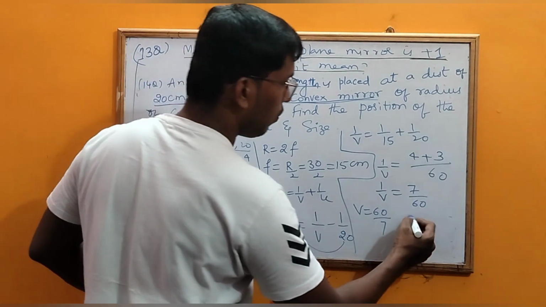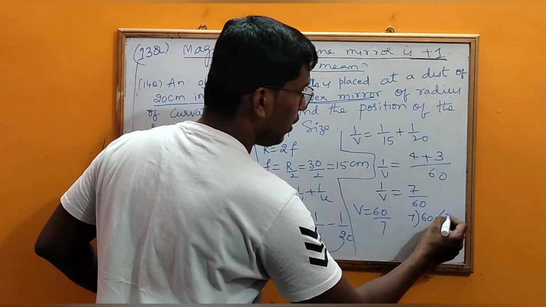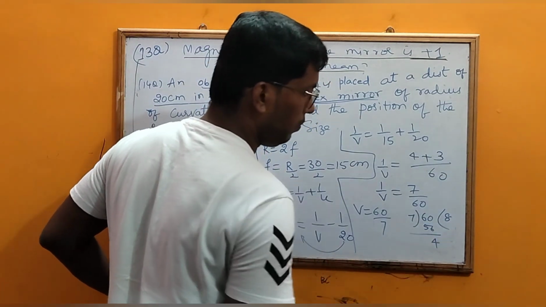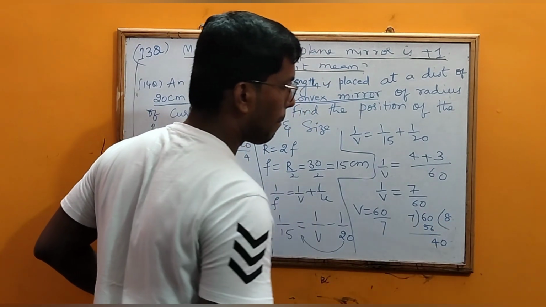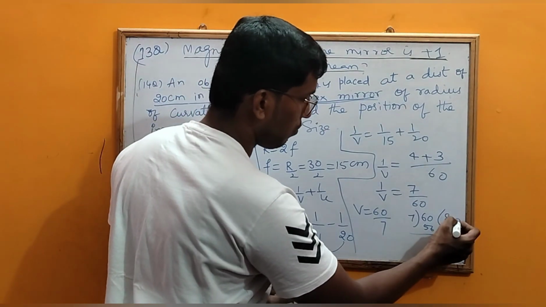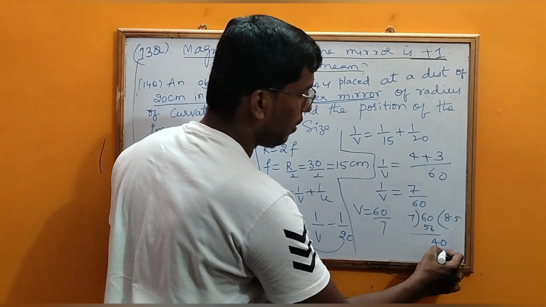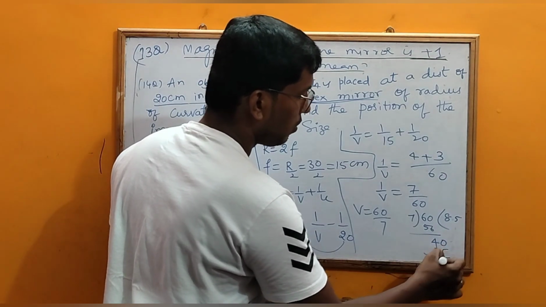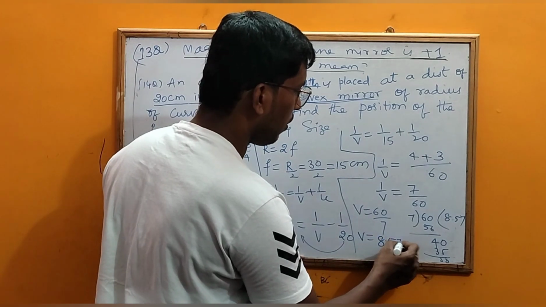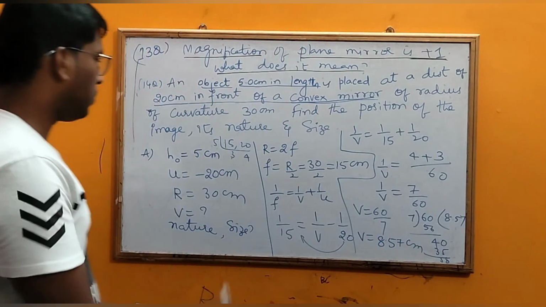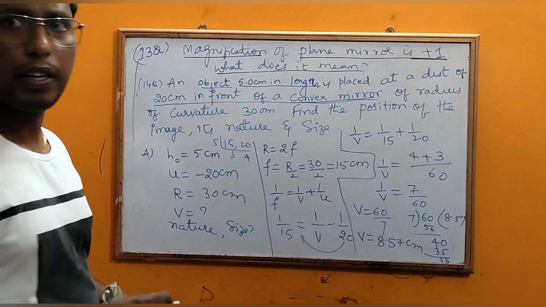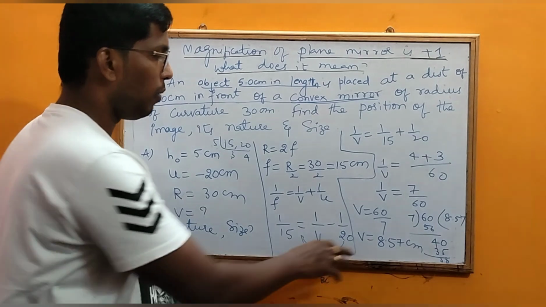If you solve, if you divide it, 7 8s are 56, 7 5s are 35, 7 7s are 49. So V is equal to 8.57 centimeter. Object is 20 centimeter and image distance is 8.57 centimeter. That is the image distance.